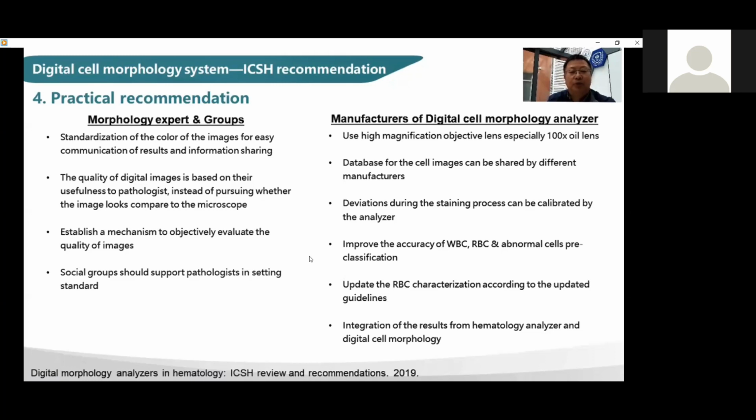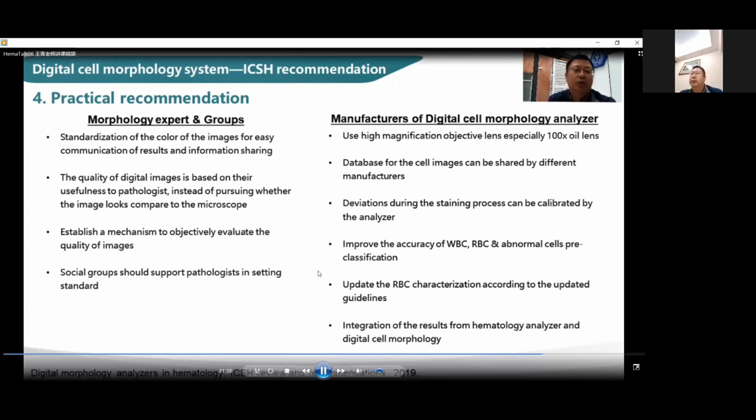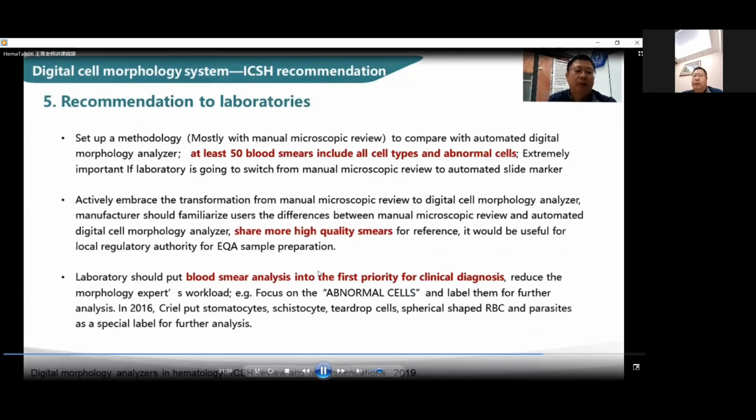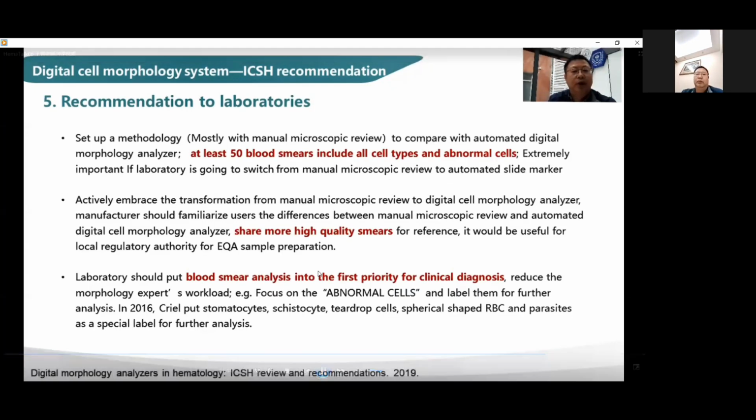I think the deviation during the staining process can also be calibrated by the analyzer. It can help to improve the accuracy of WBC, RBC, and abnormal cell pre-classification. It can help to update the RBC characterization according to the updated guidelines. It can also help to integrate the result from a hematology analyzer and digital cell morphology. So according to that, we also have some recommendations to labs.